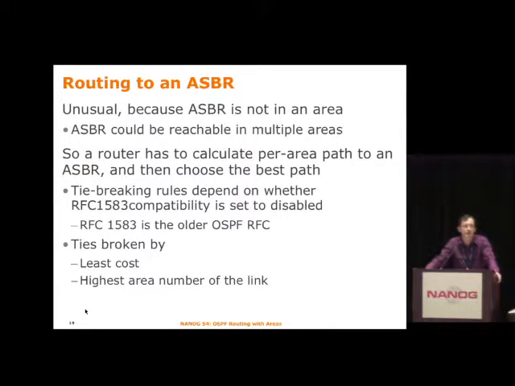Now, the one thing that's unusual about this is that unlike all of the loopbacks that you could be routing to, ASBRs are routers, and therefore they're not in a specific area. And therefore you could have intra-area routes in multiple areas. And so there is an additional tiebreak for routing to an ASBR. It actually depends on whether RFC 1583 compatibility is set to disabled or not. But it basically breaks ties by lowest cost, and then if there's a tie on cost, it breaks ties by routing along the higher area number.